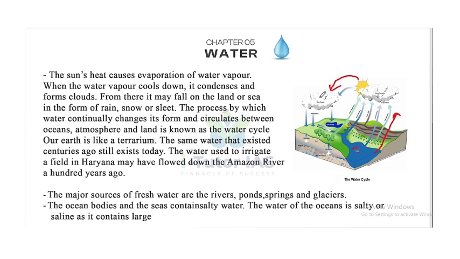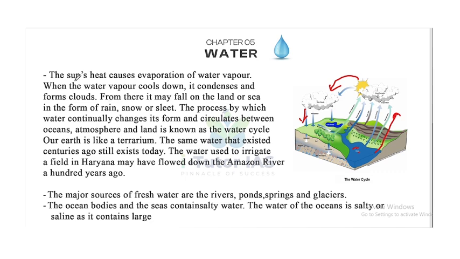It forms clouds, and again these clouds may fall onto land or sea in the form of rain, snow, sleet, etc. So this is called precipitation. This is how rainfall happens. This is how precipitation happens.